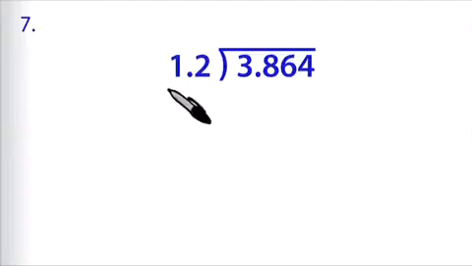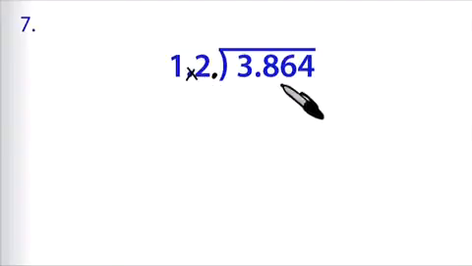And with division, when you have a decimal number as the divisor, the first thing you need to do is to make it a whole number. And so to make 1.2 a whole number, we need to multiply it by 10 or move the decimal point to the right by 1 space, which is the same thing. So we'll move the decimal point over here. I cross off that decimal point.